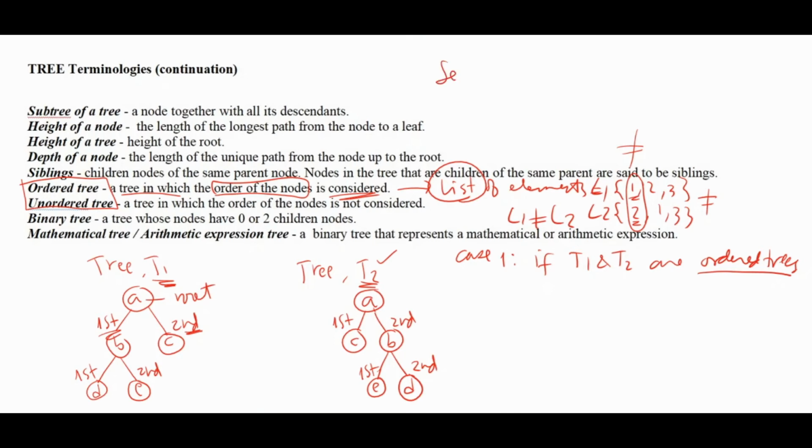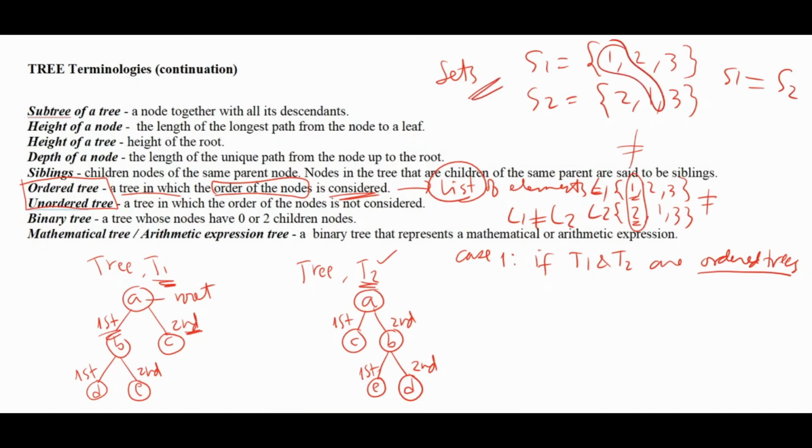But for sets, if S1 is {1, 2, 3} and S2 is {2, 1, 3}, S1 is equal to S2, because for sets, the order of the elements does not matter or it's not considered. So as long as they have exactly the same elements, then they are the same sets. But for lists, it's not that way. L1 is not the same as L2.